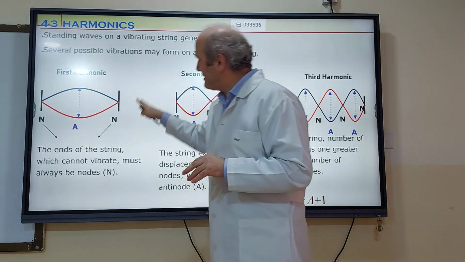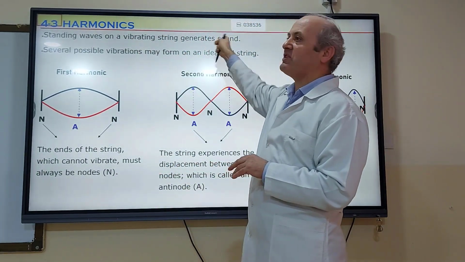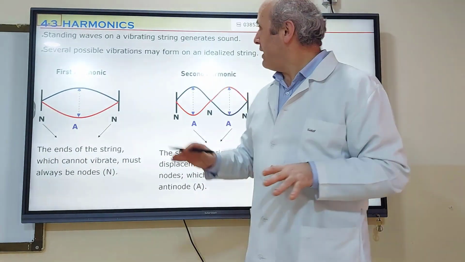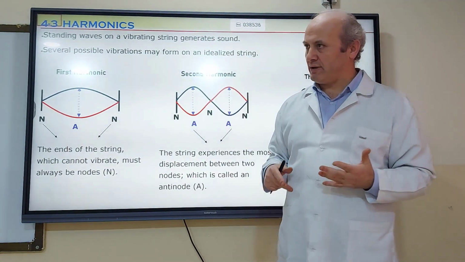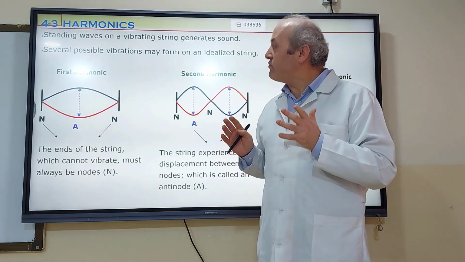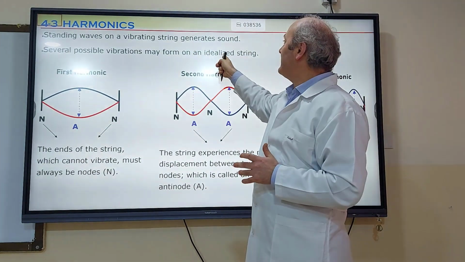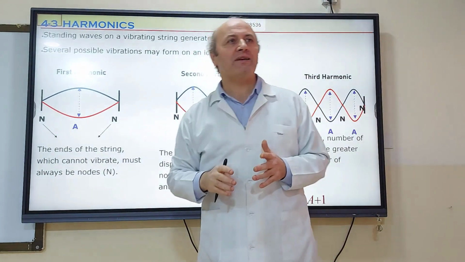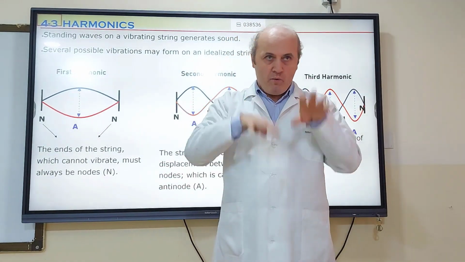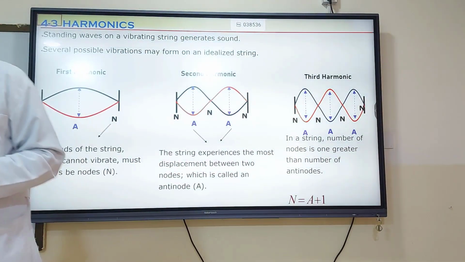So before studying this, let's remember something. Standing waves on a vibrating string generate the sound. And as you pluck a string, not only one, more than one standing wave forms on the string. Yani several possible vibrations may form on an idealized string. An idealized string is a string of an instrument. Yani every string doesn't do that. It must be a vibrating string. And as I said, standing waves produce the sound.